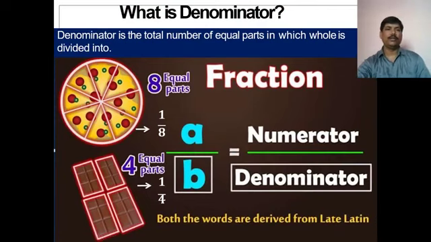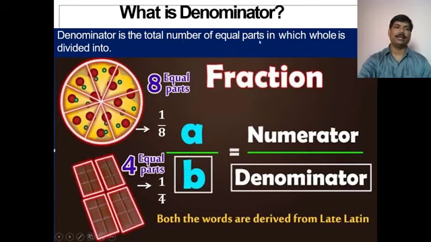Now again, what is the denominator? The denominator is the total number of equal parts into which the whole is divided. Is it clear? It means the whole is divided into 8, so the denominator of this fraction will be 8. In this figure also, the denominator will be 4.